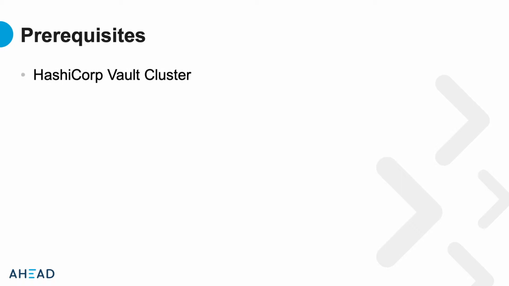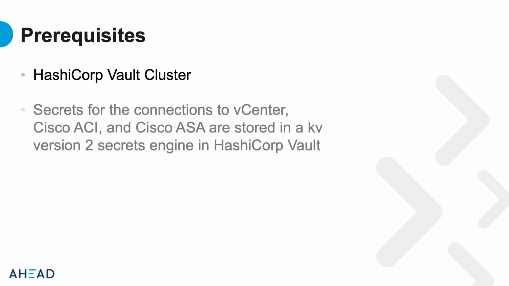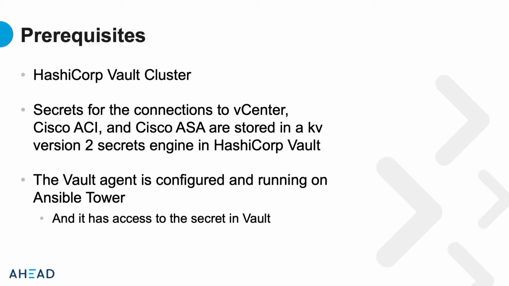You need a HashiCorp Vault cluster. You would need secrets for your connections to vCenter, Cisco ACI, and Cisco ASA stored in a KV version 2 secrets engine in HashiCorp Vault. And you would need the Vault agent configured and running on Ansible Tower, and the Vault agent would need to have access to the secrets in Vault.